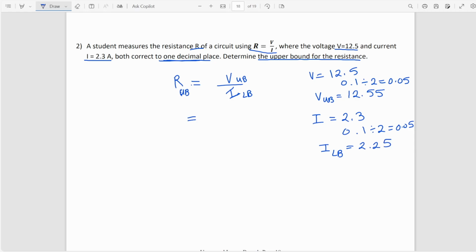And I'm going to go ahead and plug in our variables. So the upper bound for the resistance is 12.55 divided by 2.25. And you can go ahead and plug this on the calculator. And we get 5.57 recurring. If I want to round this to 3 significant figures, it's going to be 5.58. This is the resistance, okay?